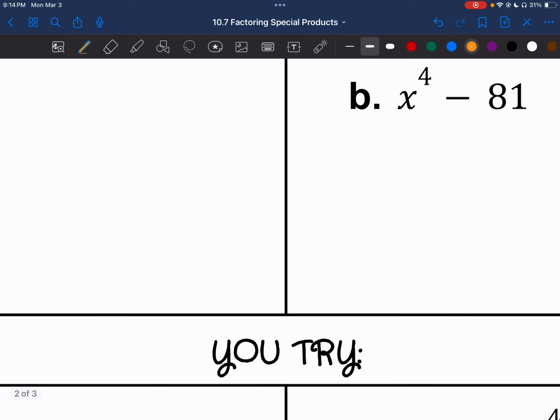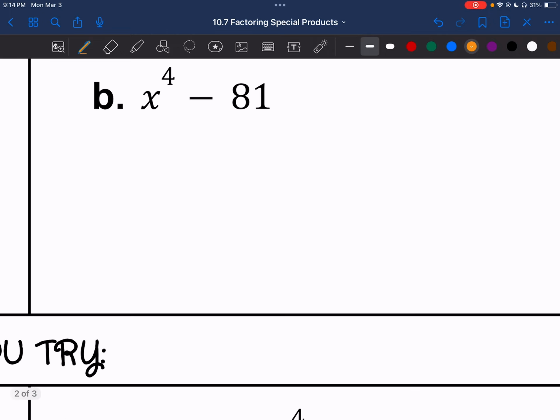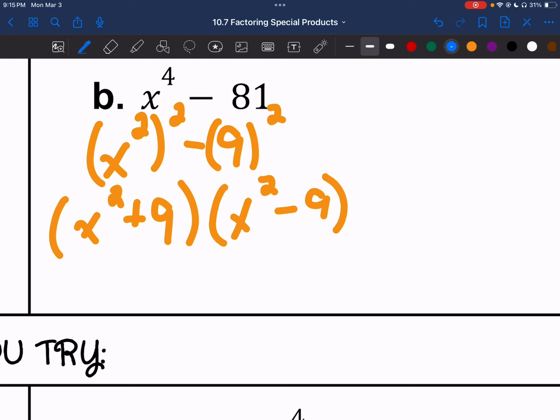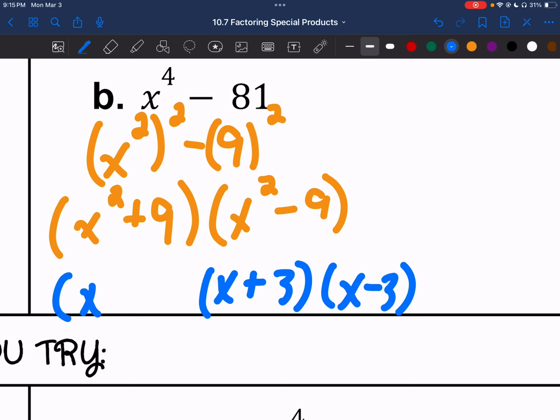All right, let's look at letter B. x to the fourth minus 81. Well, x to the fourth, that's x squared, minus 9 squared. So we have (x squared plus 9)(x squared minus 9). But hey, wait a minute, that's a difference of two squares again. So we have x plus 9, not 9, x plus 3, x minus 3. And you still have your x squared plus 9 out in the front.